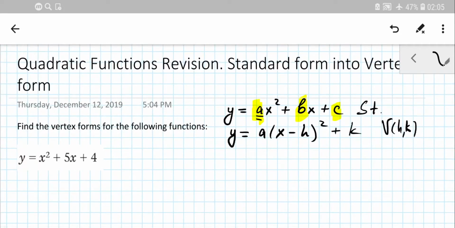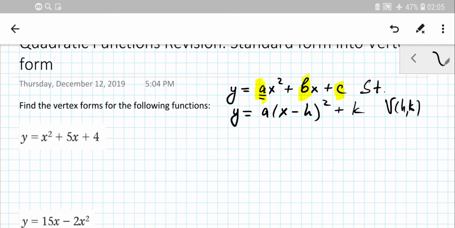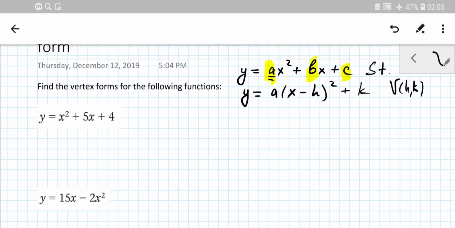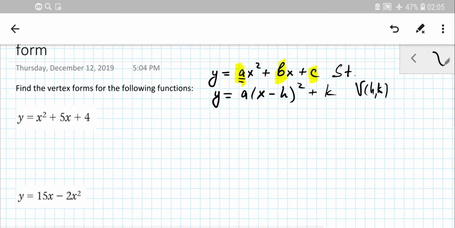Alright, so I just remind you that the vertex is the minimum or maximum point for the parabola. So that's graphically, but actually it's the turning point where the graph has a turn. Okay. All right, let's get started, and I'll remind you one more time how to convert into the vertex form. There are two ways. I will use completing the square for the first one.